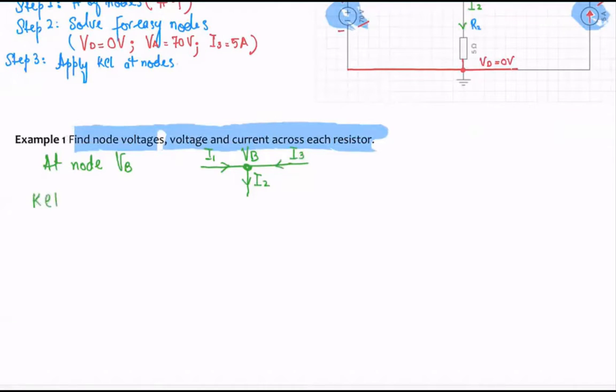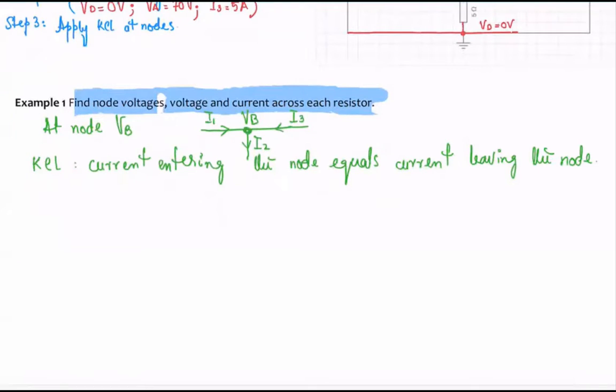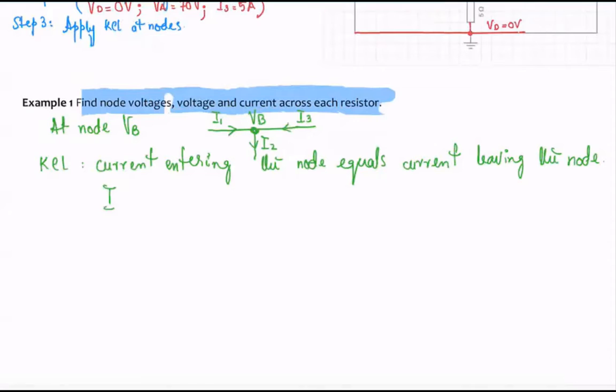Again, what does KCL say? KCL says current entering the node equals current leaving the node. Okay, all right. So what do we get? The current entering this node is I1 and also I3, right? So I1 and I3 are entering this node. I1 plus I3 equals the current leaving the node, which is I2, correct? I got this equation now. Now I can apply Ohm's law here. Applying Ohm's law.